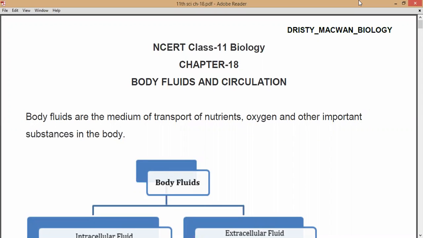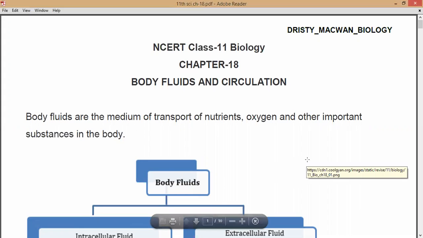In this chapter you are going to study about the blood and the related components, as well as the lymph. It is also a kind of body fluid. After that, you are going to study about the circulation, the types of circulation, the human heart, as well as the mechanism of circulation. And then at last we will see the disorders related to the circulatory system. So let's start with today's lecture.